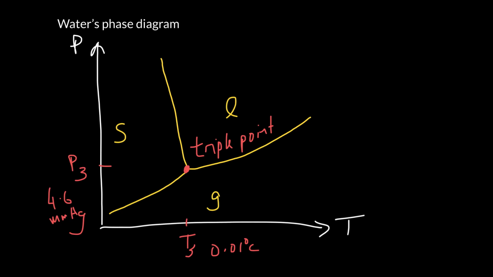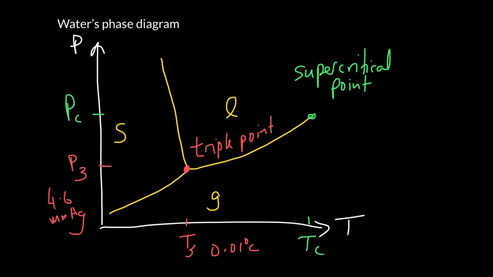Why don't we extend the liquid-gas line some more, where it turns out that there is a point here that we call the supercritical point. So let me write that down. So supercritical point, and sometimes we represent this as PC and TC, and it turns out that above this point here, there is no distinction between the liquid and the gas phase, literally the boundary between them.